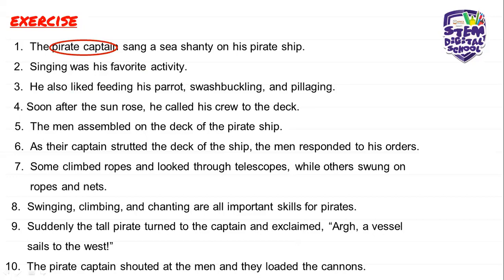So let's go and look at that. What is the action? Sang is the action. That is the verb. So who or what sang? The pirate captain. Okay, sang is the verb, and then you ask whoever or whatever receives the sang, and that is the shanty on his pirate ship. Okay.